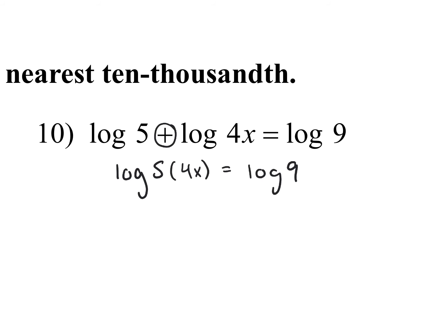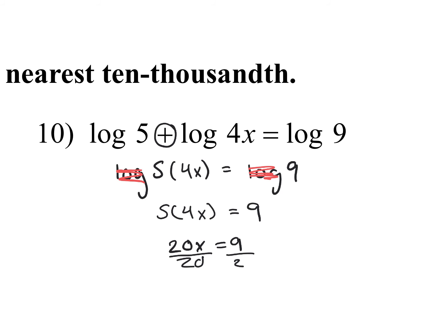What do we do when we have 1 log on one side and 1 log on the other? What happens to the logs? They cancel. So 5 times 4x is equal to 9. What's 5 times 4x? 20x is equal to 9. And then what else do I have to do to solve for x? Divide by 20. So x is equal to 9 divided by 20.